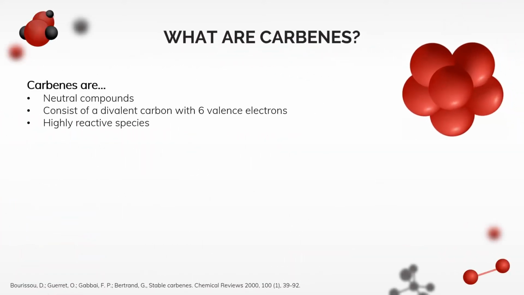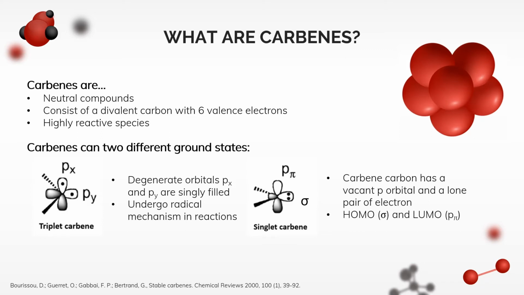So what are carbenes? Carbenes are neutral compounds that consist of a divalent carbon with 6 valence electrons. As the carbene-carbon has less than octet configuration, they are highly reactive species. They can exist in two different ground states, which are namely triplet and singlet states. For triplet state carbenes, the degenerate px and py orbitals are singly filled, and they undergo radical chemistry.